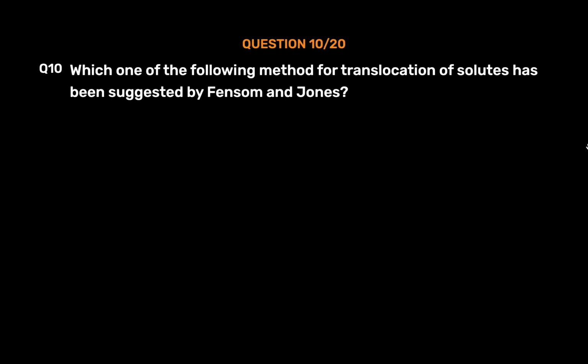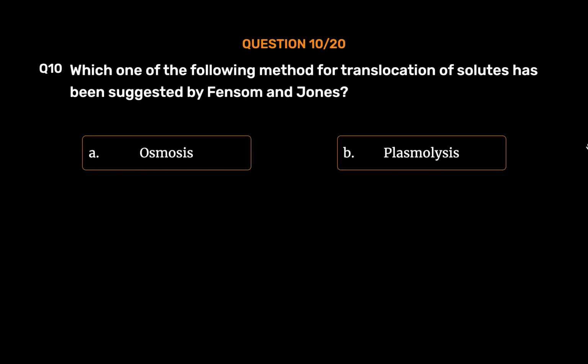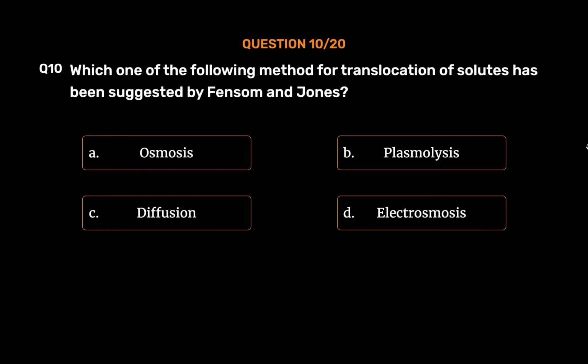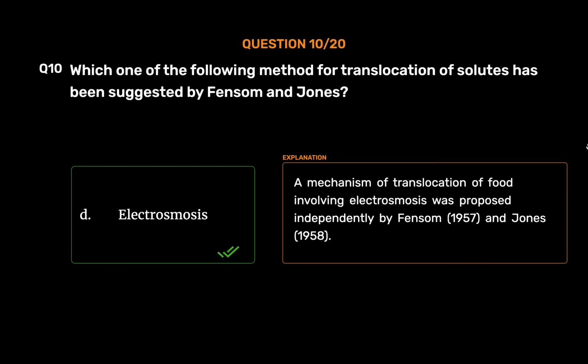Question number 10. Which one of the following methods for translocation of solutes has been suggested by Fensom and Jones? Option A, osmosis. Option B, plasmolysis. Option C, diffusion. Option D, electro-osmosis. The correct answer is Option D, electro-osmosis. A mechanism of translocation of food involving electro-osmosis was proposed independently by Fensom, 1957, and Jones, 1958.